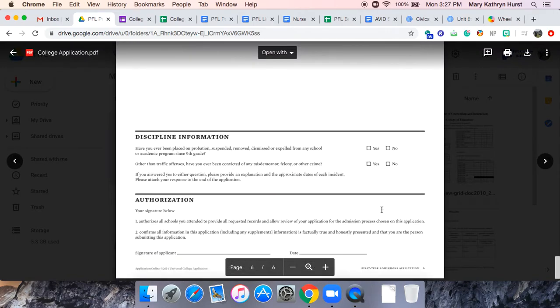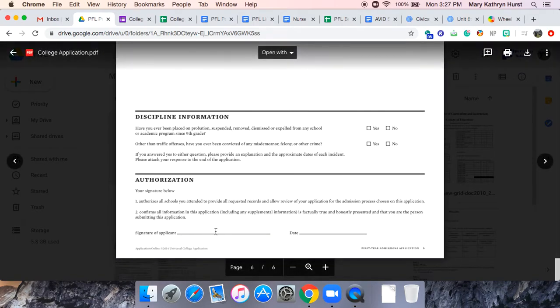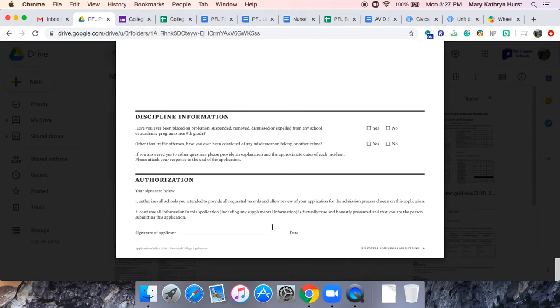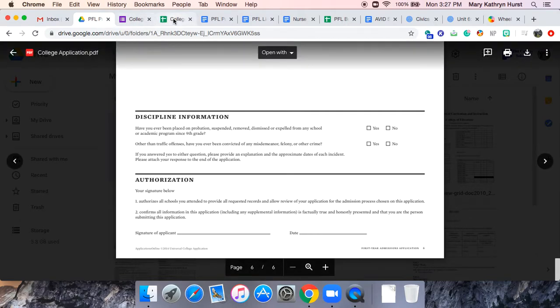And over here is additional information, discipline, and you have to sign it. If you do not sign it, they will not consider your application, and you have just wasted the money that it cost you to apply for college.